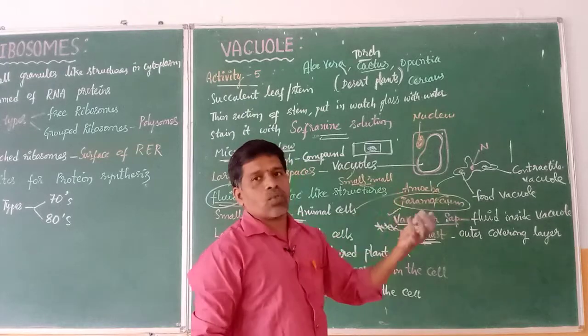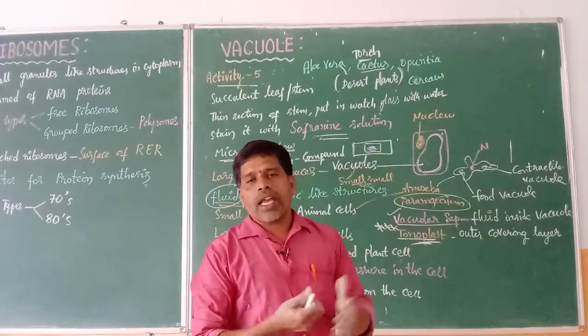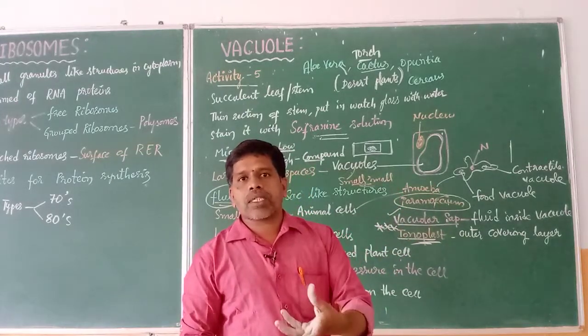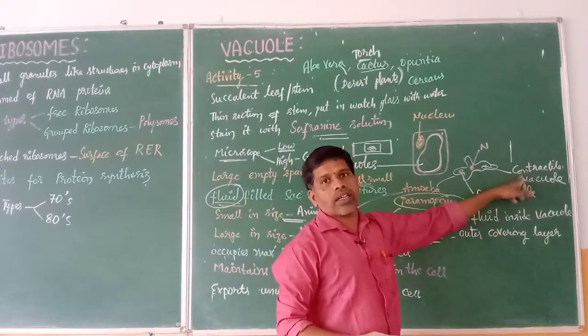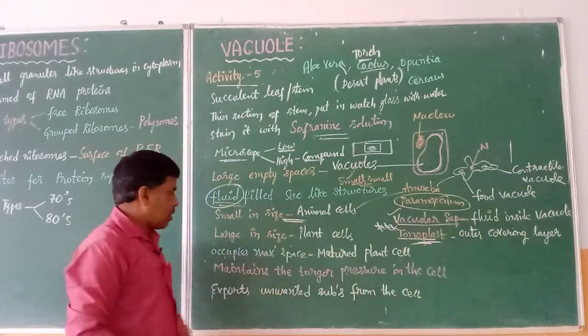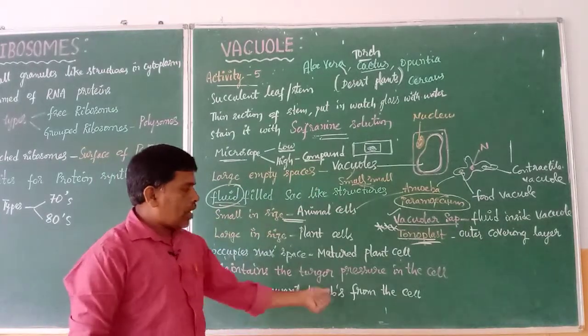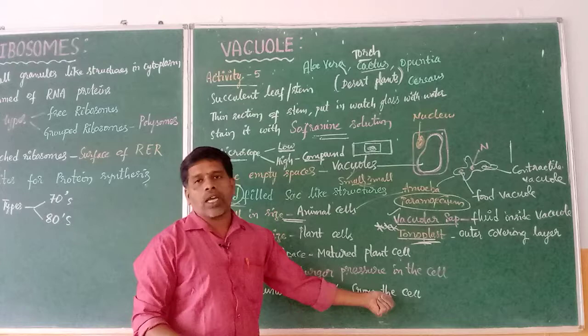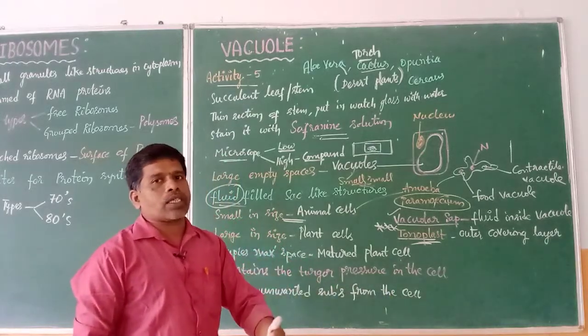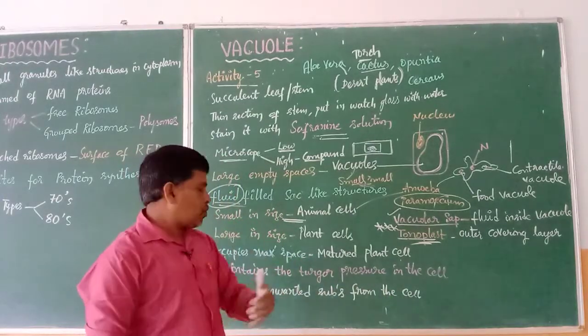So the excess water entering into the animal body, and the waste substances, are collected and thrown outside the body. That is the function of the vacuole. You can see here, it exports unwanted substances from the cell. So what do you mean by exports unwanted substances? It means throwing out from the cell.